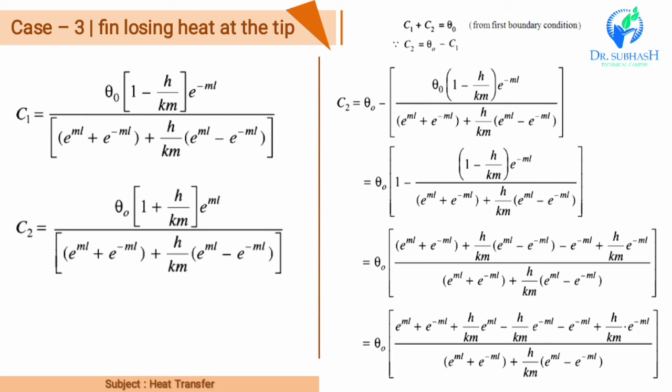By this we get the value of C2. How can we get the value of C2? From the first boundary equation, C1 plus C2 is equal to theta 0. So C2 is equal to theta 0 minus C1. Putting this value of C1 in this equation, C2 is equal to theta 0 minus C1. So C2 is equal to theta 0 minus the whole bracket of the C1.